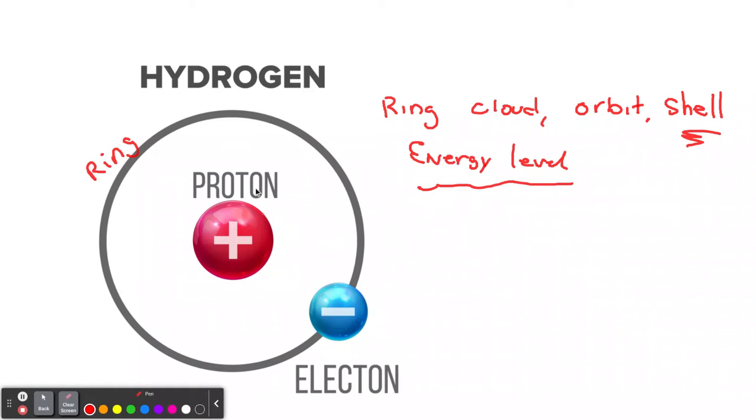Now, we're talking about regular atoms here, not charged atoms. Charged atoms have a charge to them. Those are ions, and we'll talk about those in other videos. When we say regular atoms, we just mean atoms with no charge. So here it is. It has one ring, one cloud, one shell.